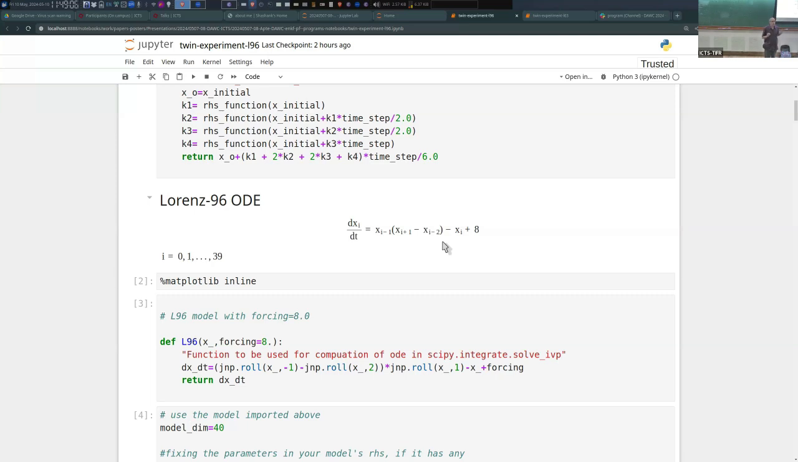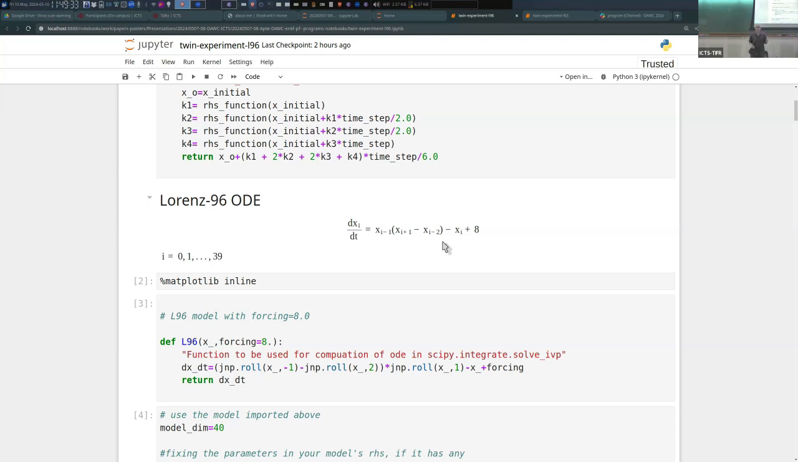So it's not that different looking from the Lorenz 63, which also has quadratic nonlinearity. This is quadratic nonlinearity, except that now you can ask, what happens when i is equal to, say, 39? What do you mean by i plus 1? i plus 1 now for i equal to 39 is 0. So it's kind of circular. So think of this as a mod.